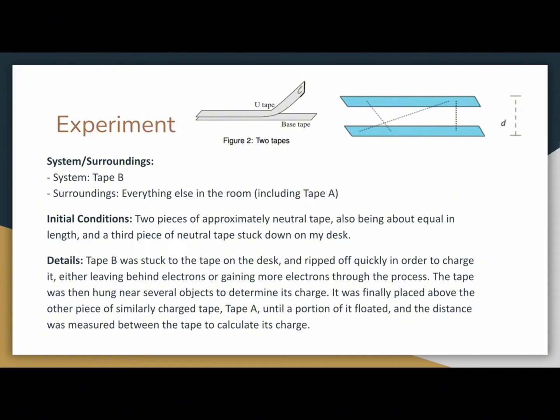So with regards to the experiment, it was the exact same experiment that we did in Lab 1, where the system was tape B and the surroundings were everything else. The initial conditions were the two pieces of neutral tape, and we charged them by sticking them down onto another piece of tape and ripping it off quickly, allowing them to be positively charged, as we found out in the first lab.